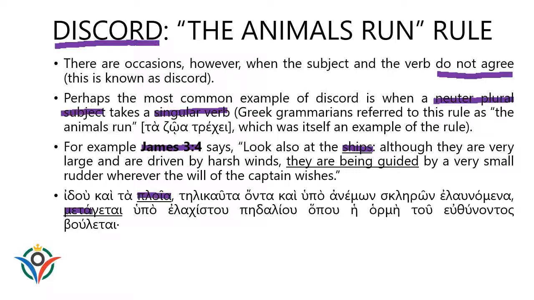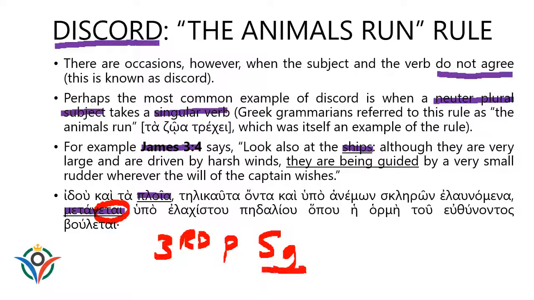We have metagatai. Where does that ending etai come from? Well, it comes from our middle passive verb endings, which you've just learned in this lesson. Remember, luamai, lue, luetai. So this is a third person singular. All right, so there is our animals run rule. When there is not agreement between the subject and the verb, that is called discord, and when there is agreement, we have concord.